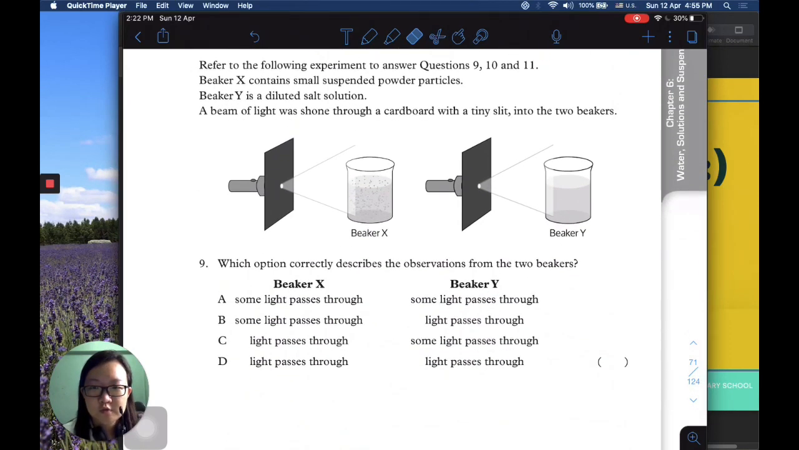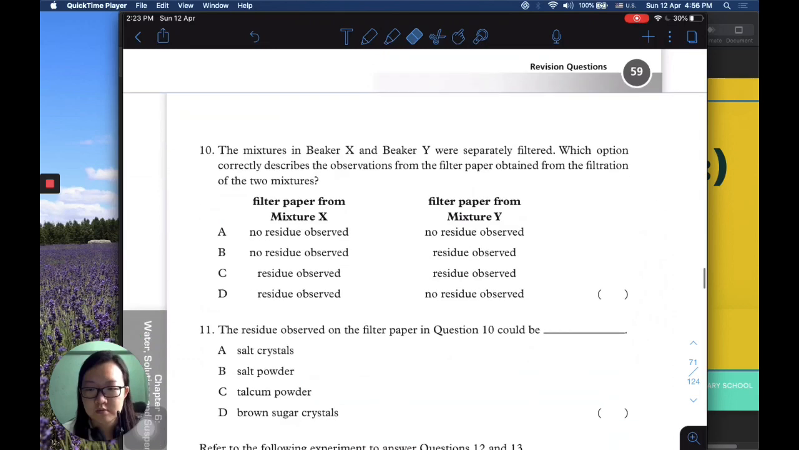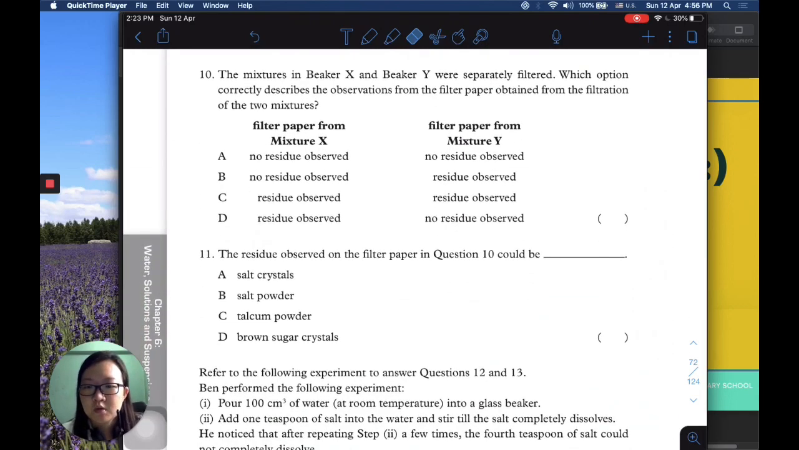Moving on, refer to the following experiment to answer questions 9, 10, and 11. Beaker X contains small suspended powder particles, powder. Beaker Y is a diluted salt solution. A beam of light was shone through a cardboard with a tiny slit into the two beakers. Which option correctly describes the observations from the two beakers? So this is very straightforward, right? Beaker X is a suspension, so some light may pass through, but beaker Y being a solution, all the light passes through completely.